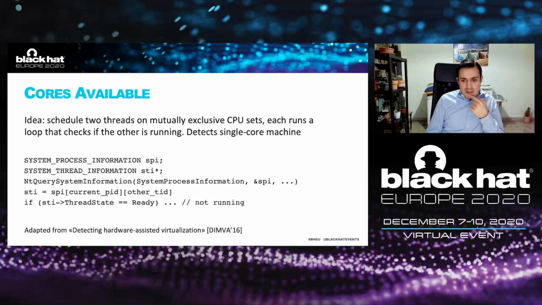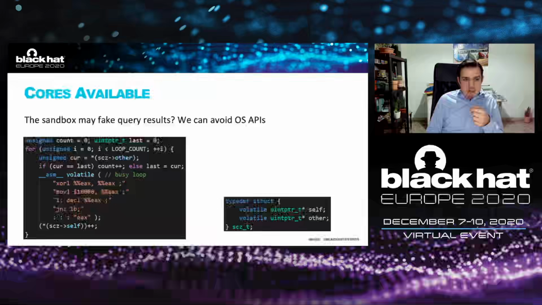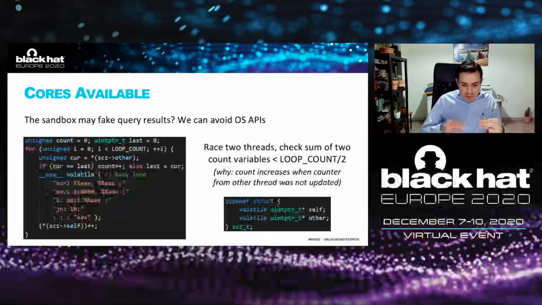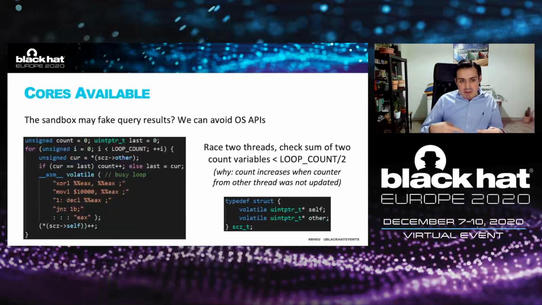This works. But a sandbox architect that knows this trick can fake those results. So let's do it without APIs. What we do is we still raise 2 threads, and the idea is that every thread has its own counter. And we see from the other thread if this thread is incrementing this counter.